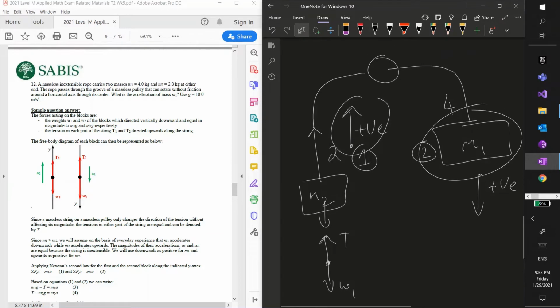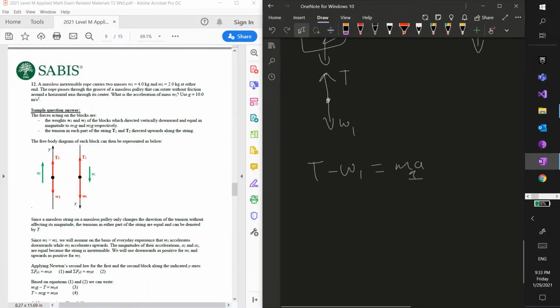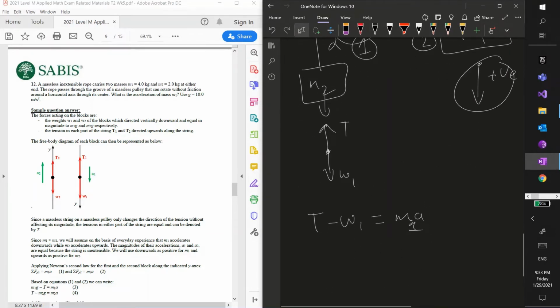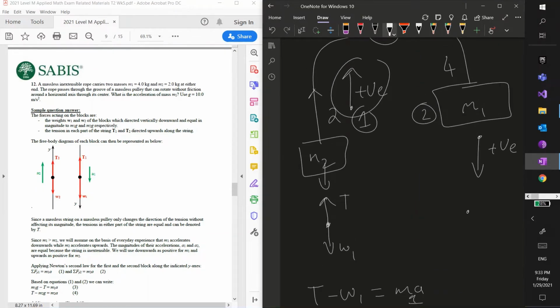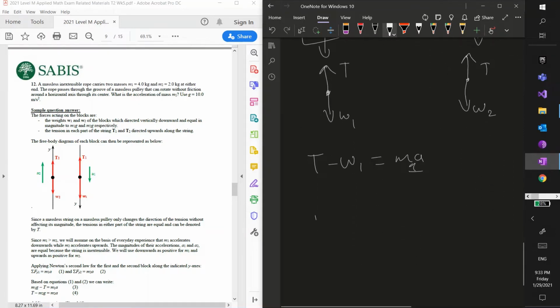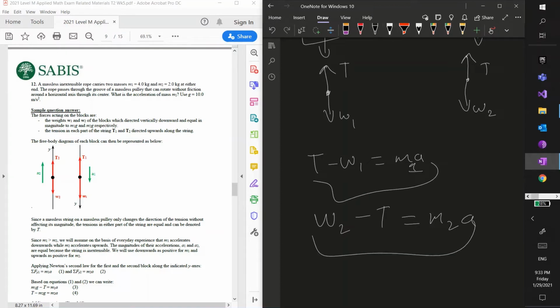Let's draw the FBD here. Same thing, tension, you have your weight. And now, the direction of motion is downwards, so this is positive now: M2A. So let's add up these equations, and let's see what we get.